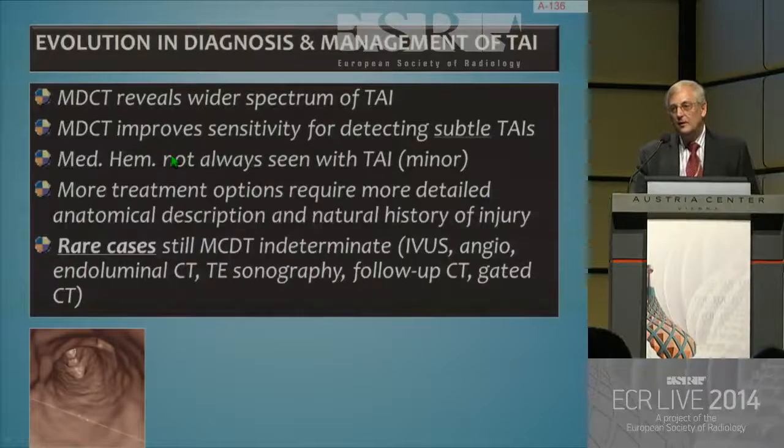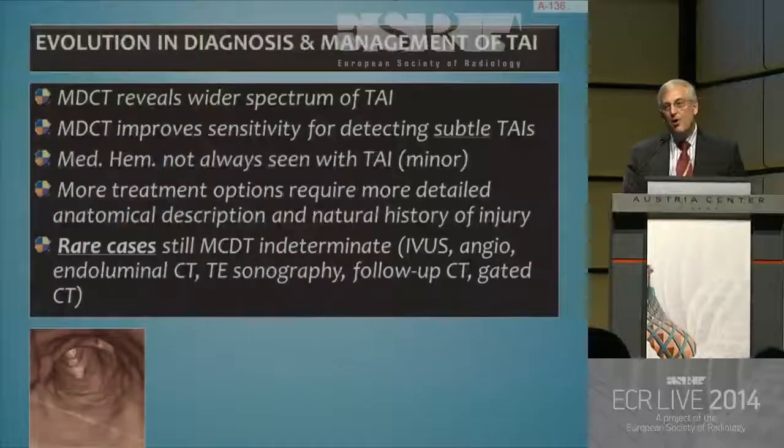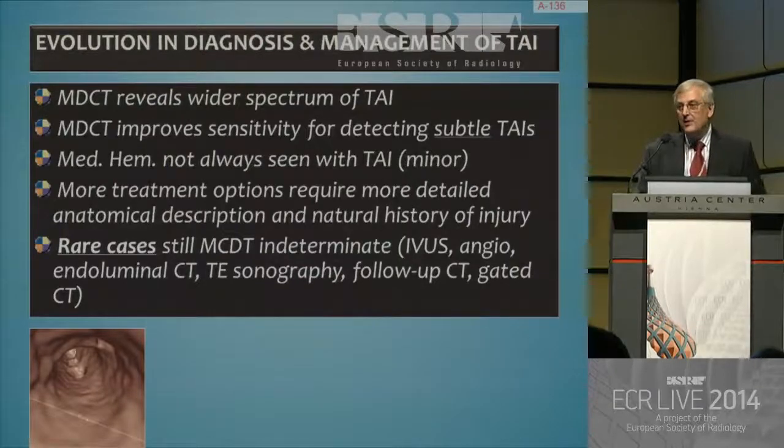One thing I've learned over the last 20 years or so doing this kind of imaging is mediastinal hemorrhage is almost always present with aortic injury. But as we see these less severe injuries, we see occasional cases where there's no mediastinal hemorrhage at all, yet there is an aortic injury. We have aortic intravascular stents now, and this kind of changes the whole balance of how we approach these patients because we have a spectrum of injury.